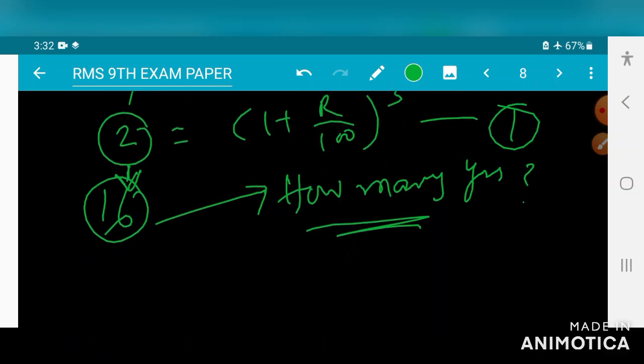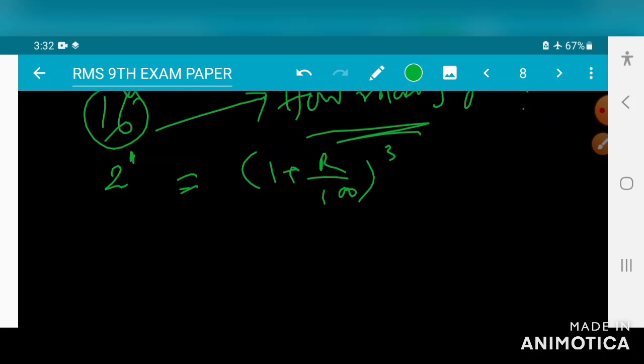So for that I am doing this. See, here is 2, can we write it like that? 2 is 2 to the power of 1, yes. 2 to the power of 1 is equal to (1 plus r upon 100) to the power of 3. Now what to do to get 2 to the power of 16 here? We just need 2 to the power of 4.